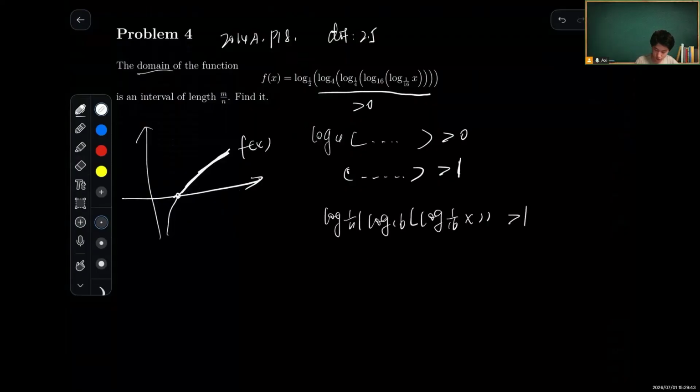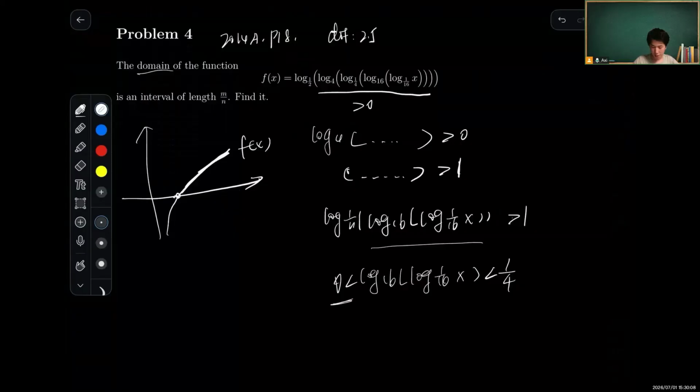And now we have to solve this thing. This thing implies that log 16 of log 1 over 16 of x is between 0 and 14, because it must be the input of a logarithmic function, so it is greater than 0.